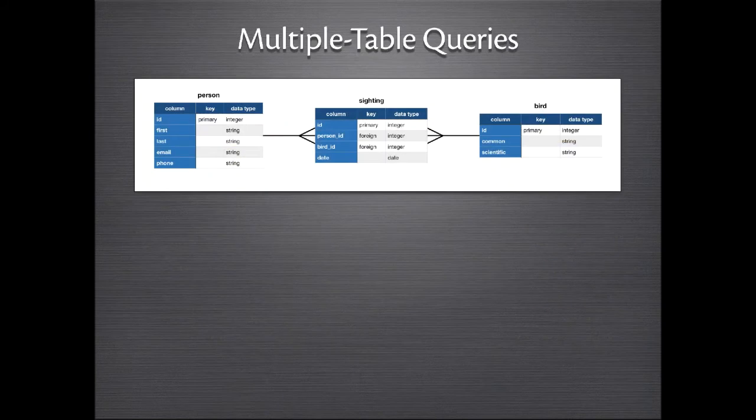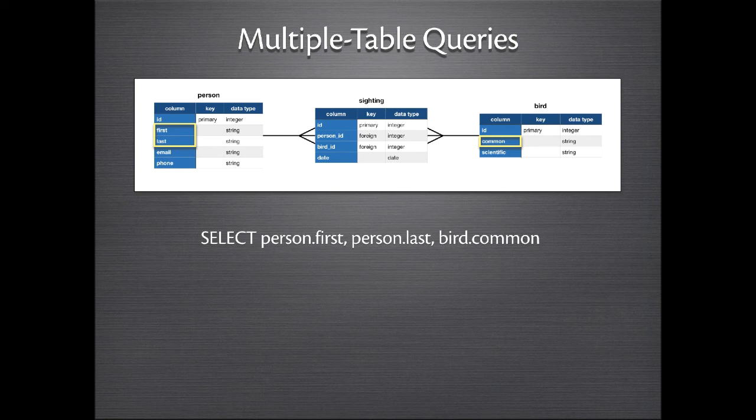Let's talk through that one more time, just to be clear, and then we'll do it in the terminal. I'm just going to do it on the diagram this time, but you'll already know where we're headed, right? So here's the diagram. Let's just do the same thing. On the diagram, what I want are these 3 columns. I want the first name and the last name from person, and I want the common name off the bird table. So select person.first, person.last, bird.common.